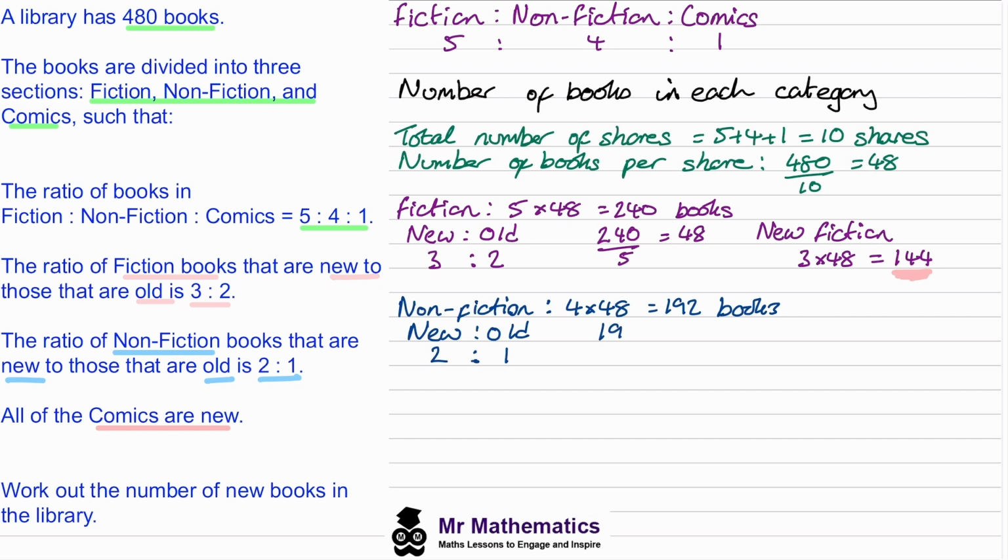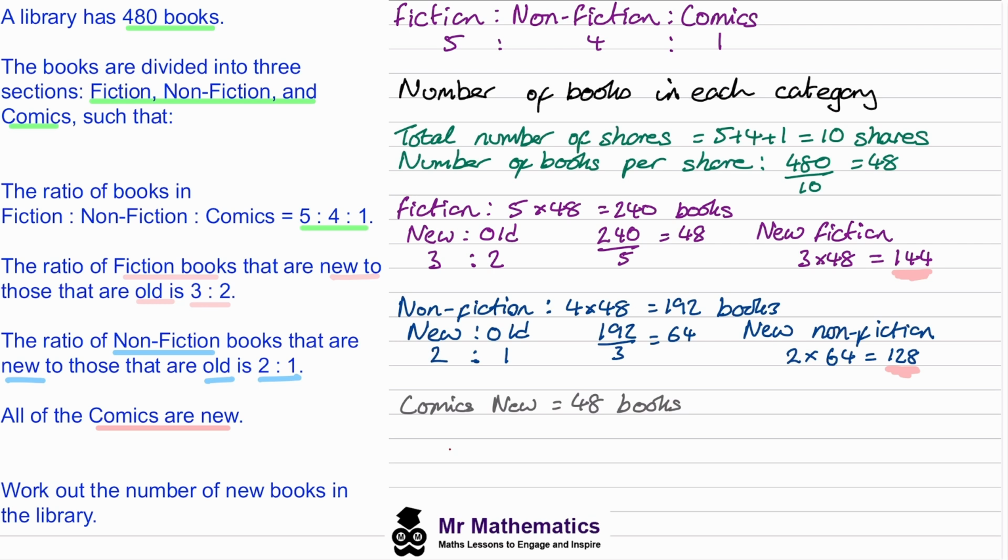So if we divide 192 by 3, the total number of shares, we'll get 64 books per share. And then we'll multiply this by 2. So there'll be a total of 128 new non-fiction books. And then we're told that all the comic books are new, and this has 1 share of the 48. So the total number of new books will be the 144 fiction, plus the 128 non-fiction, plus the 48 comic books. And this will give us a total of 320.